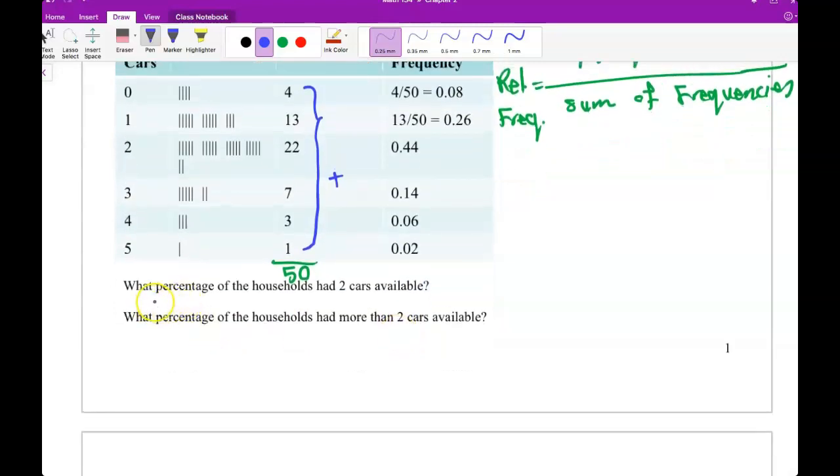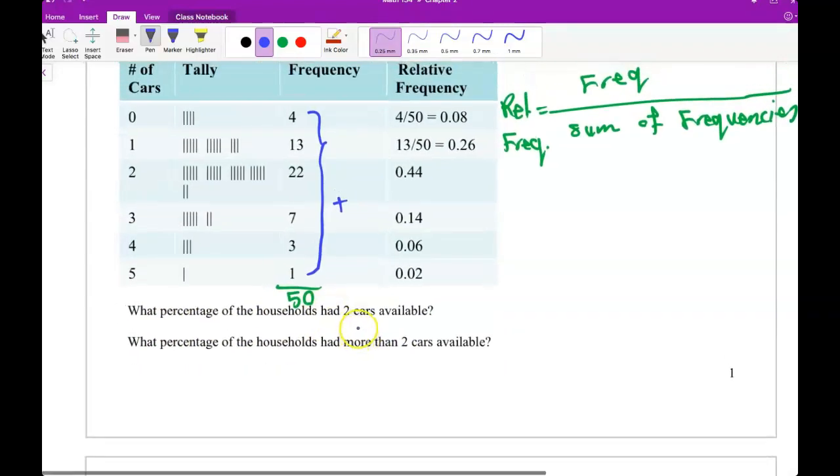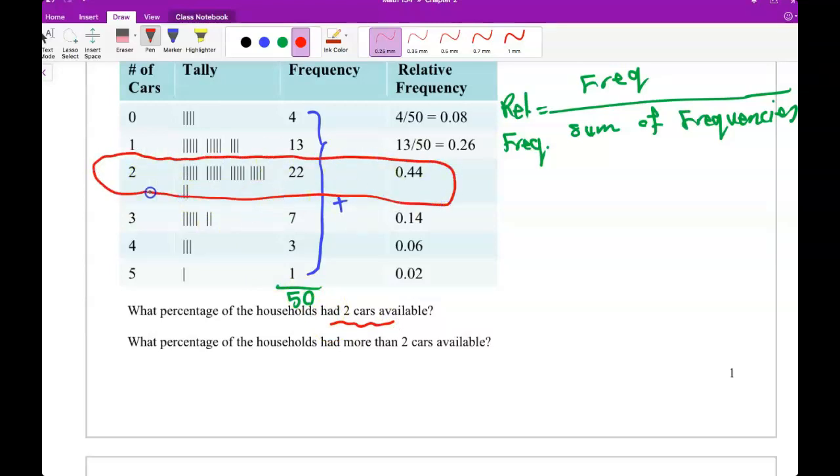Now let's see what the question is here. What percentage of the households had 2 cars available? The part that we want to work on is 2 cars, and that is this part. The answer for relative frequency is 44%. Since it's asking for what percentage of households, instead of using the decimal, we use percentage. So it's 44% for 2 cars.